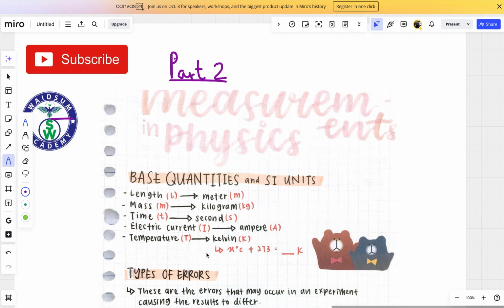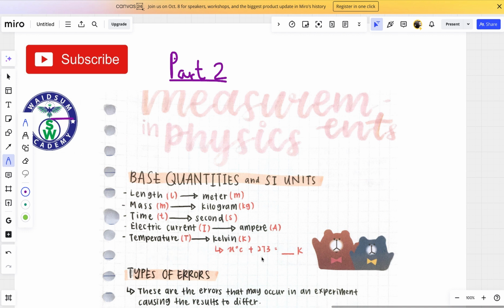These are the five for your IGCSE, but we added two, which include your A level. For A level, you add amount of substance, the unit is mole, and the unit symbol is mol. The seventh one is luminous intensity, the unit is candela, and the unit symbol is cd.